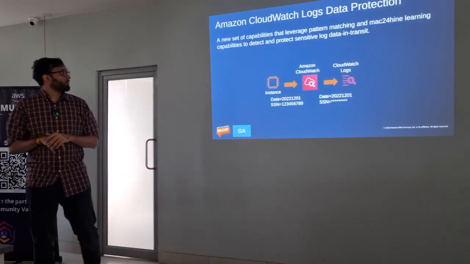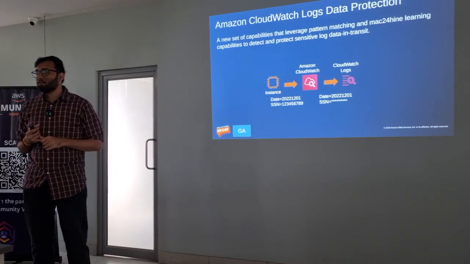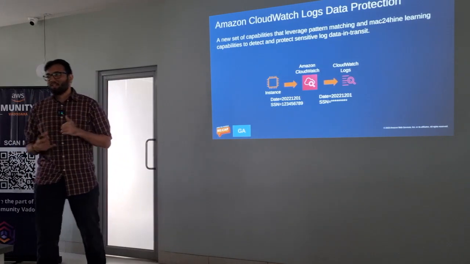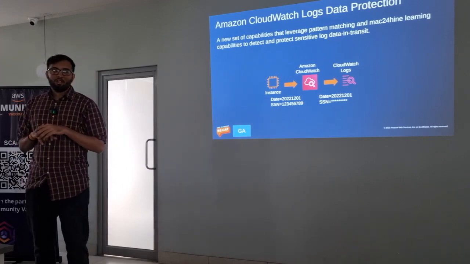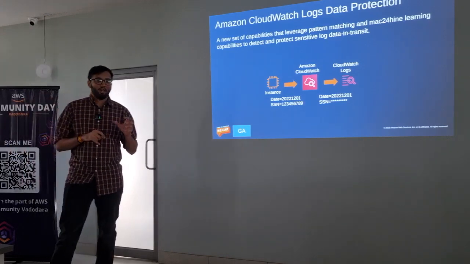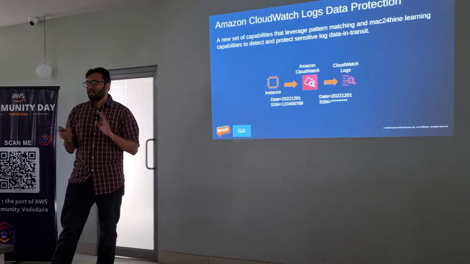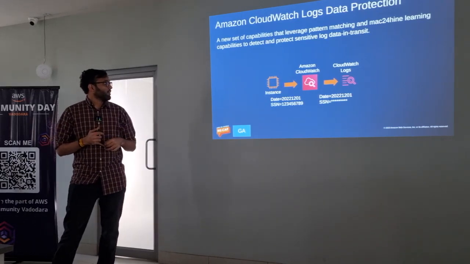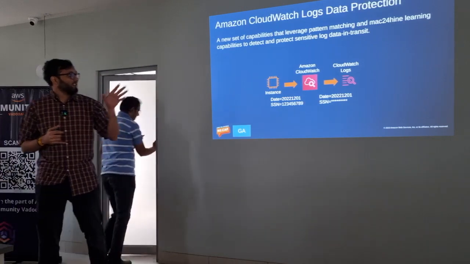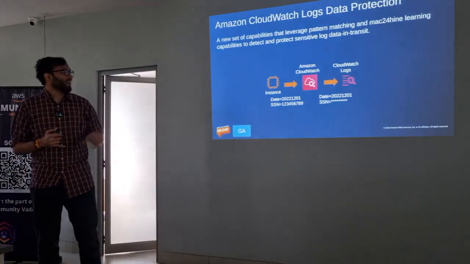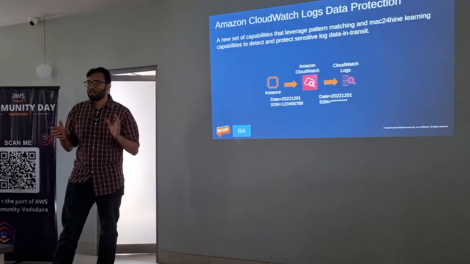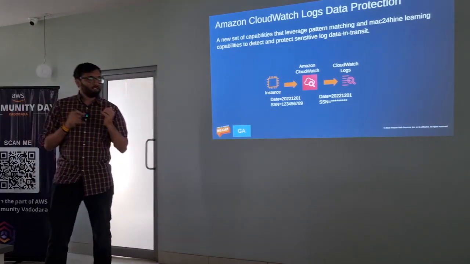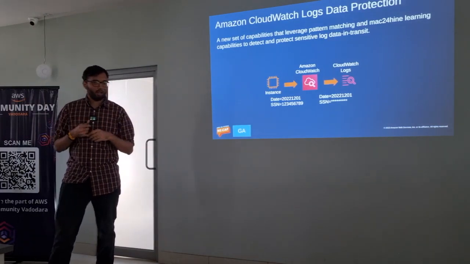Okay, so Amazon CloudWatch log data protection. Data protection again is a key area that AWS has invested in this particular re:Invent. We see a lot of data masking related things that AWS has done in this space. One of them is pattern matching and machine learning capabilities to detect and protect your sensitive log data in transit. So you see your logs, sensitive data is there in the logs. How do you mask it?